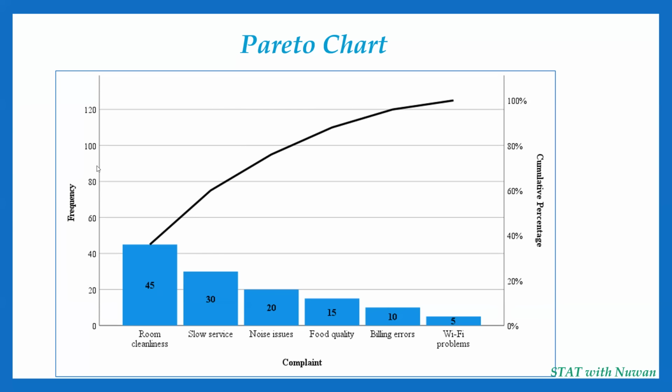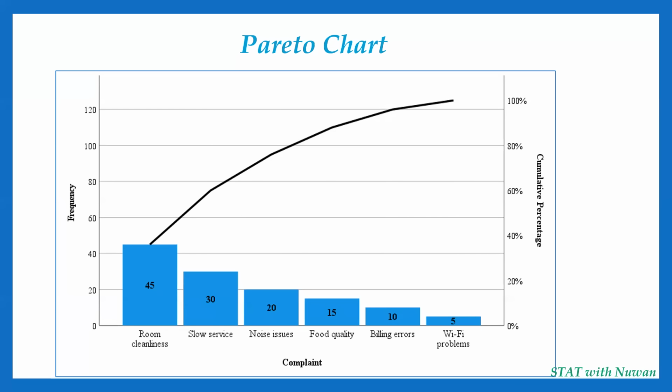Some people call the Pareto chart a combination of a bar chart and a line chart. This line is the cumulative percentage. In a Pareto chart, there are two y-axes. The secondary y-axis shows the cumulative percentages. Okay.